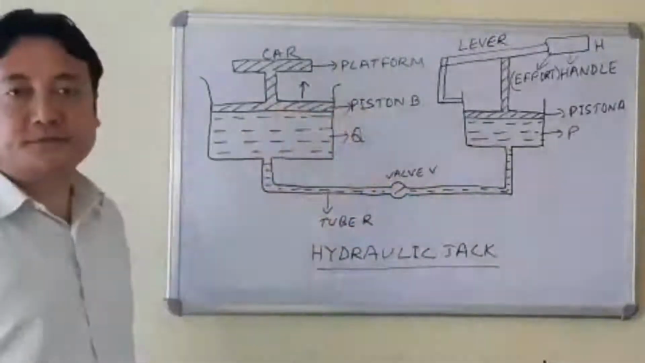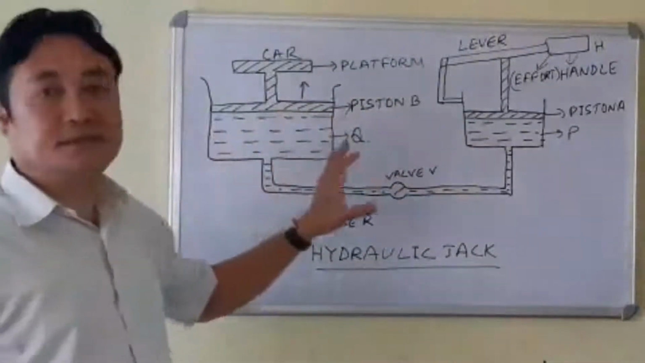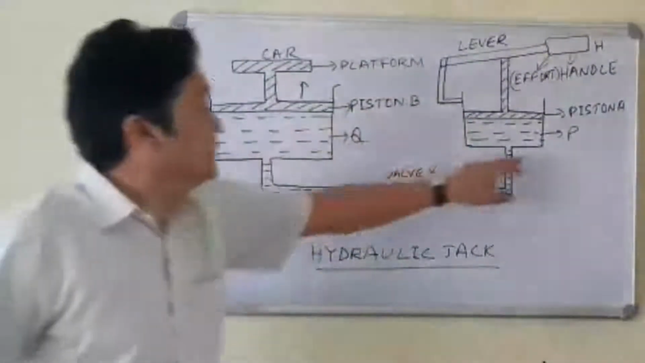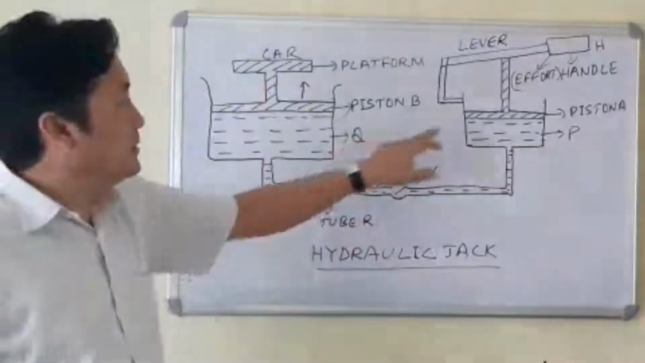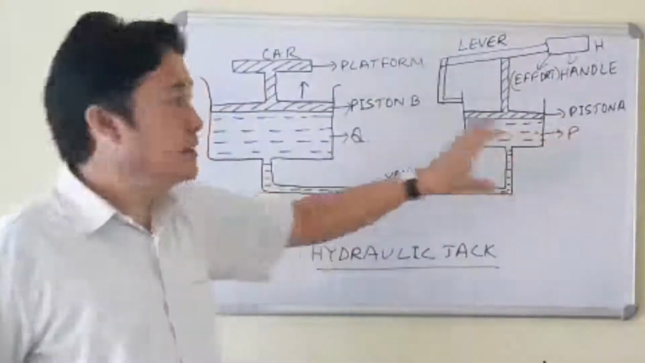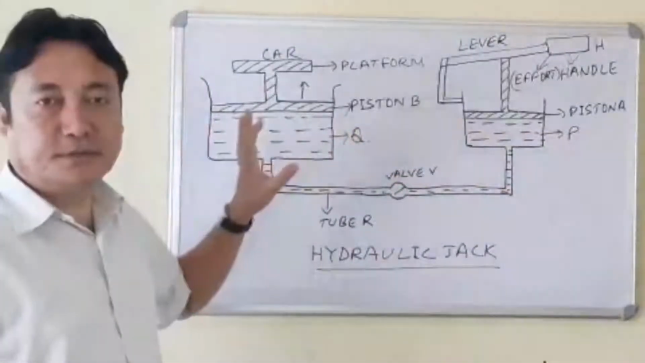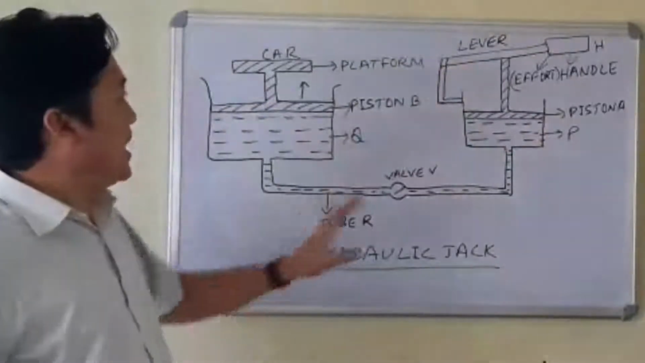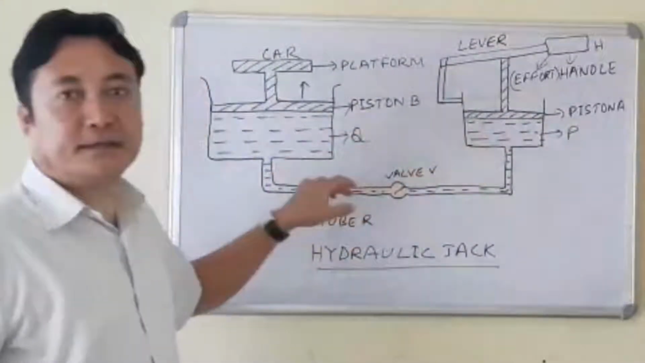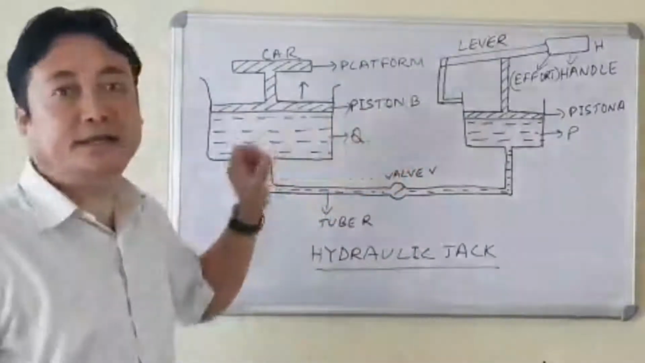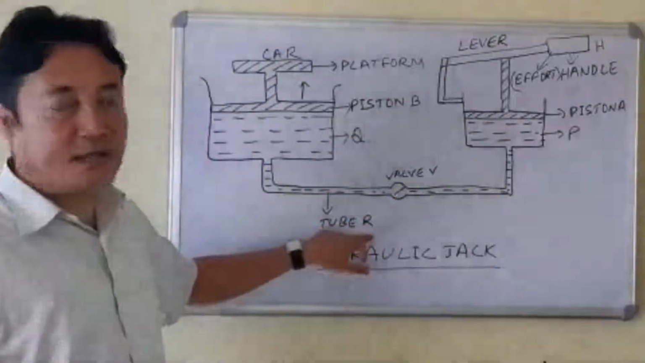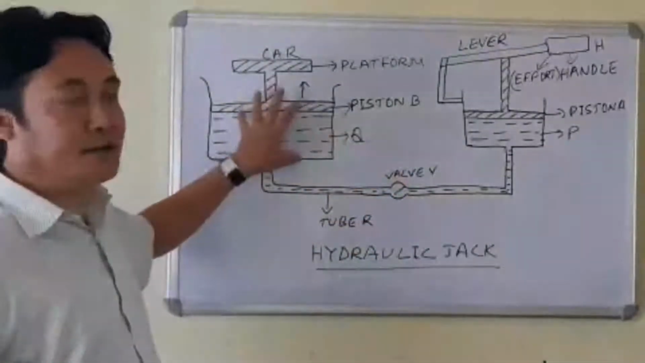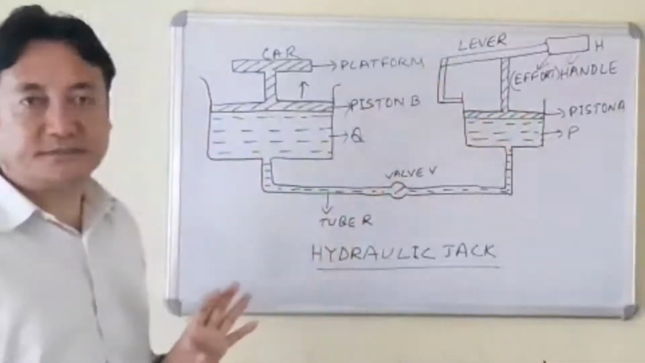Now, how it works. This hydraulic jack consists of two cylindrical vessels, P and Q. The vessel P is narrow compared to vessel Q. Vessel Q is wider, vessel P is narrow. These two vessels are joined by a connecting tube known as R. That is, this tube R is a connecting tube between the wider vessel and the narrow vessel.